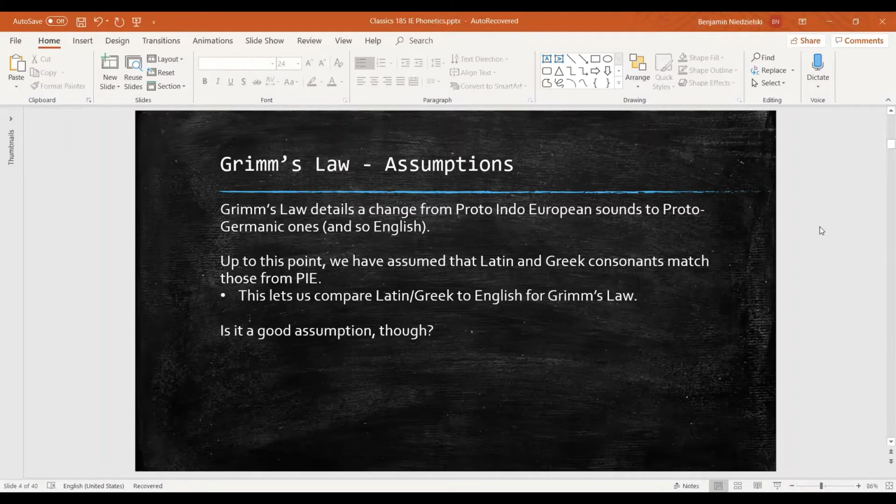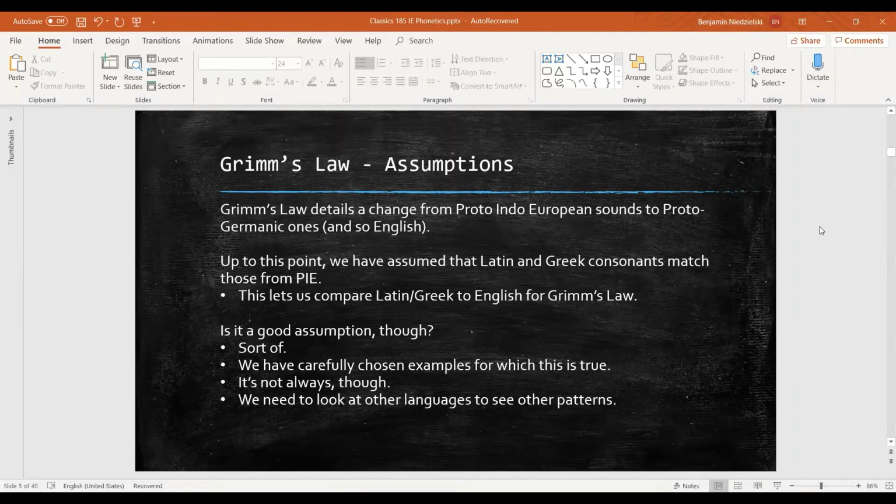Generally, basic treatments of Grimm's law work under the assumption that Latin and Greek consonants match those from Proto Indo European. This is really important because we do not have any written records of Proto Indo European or Proto-Germanic. In other words, making this assumption about Latin and Greek allows us to compare Latin and Greek words, which we do have examples of, to English in order to see how Grimm's law works. But this brings up the question, is this a reasonable assumption?